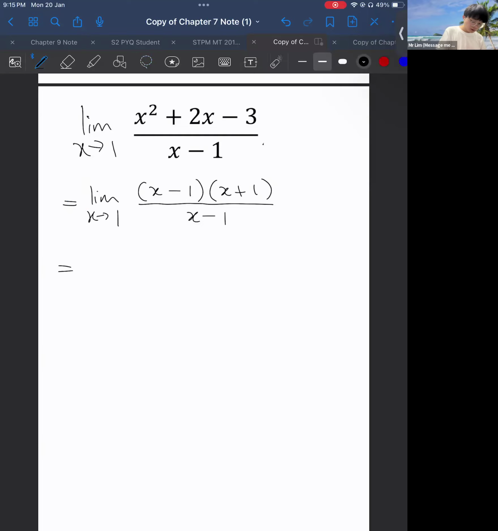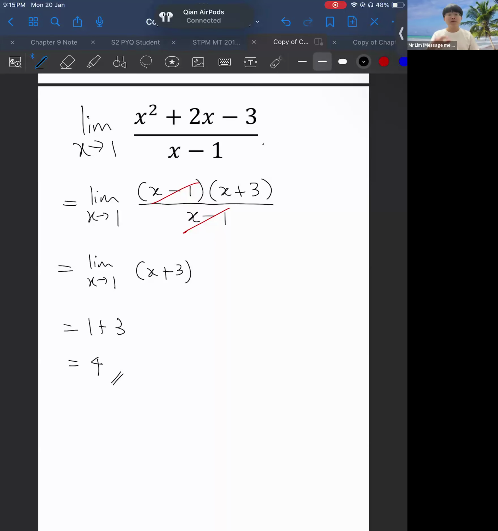Okay, and then you say, okay, I can cut this and cut this. Okay, write one more time before you substitute. Sorry, x plus 3? So 1 plus 3 is equal to 4. Okay, that is the simple case.